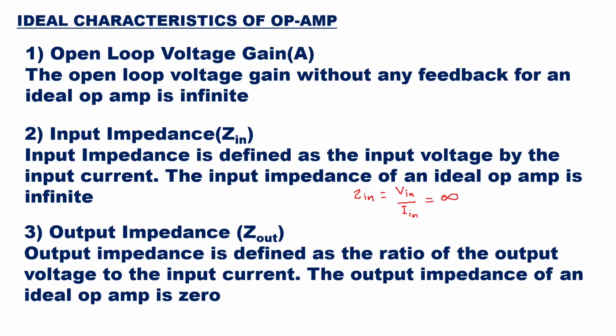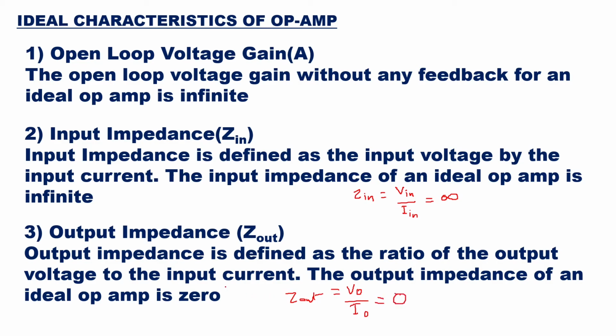Okay. Then third we'll go to see output impedance Z out. Output impedance is defined as the ratio of output voltage to the output current. Right? So here it is output voltage to the output current. So here your Z out will be output voltage upon output current. The output impedance of an ideal op-amp is 0. So this should be ideally 0.